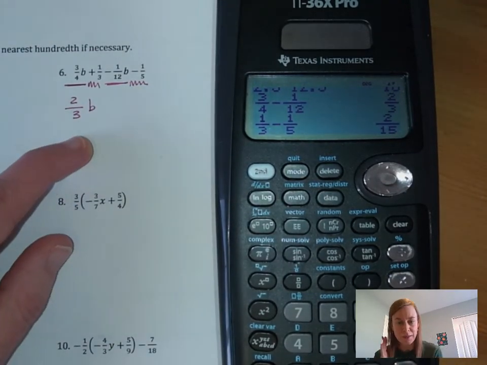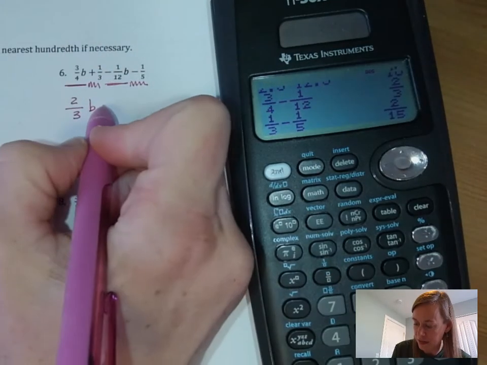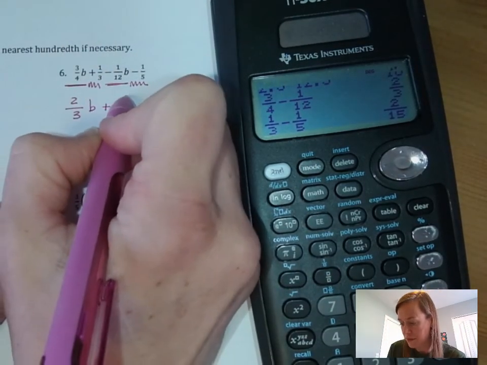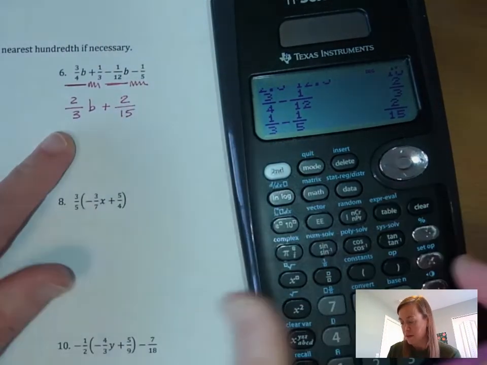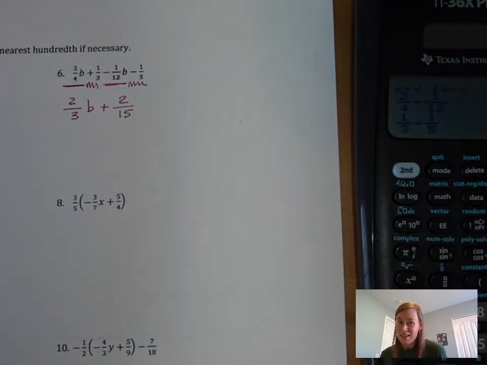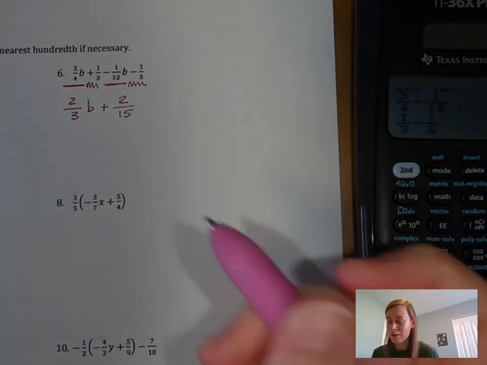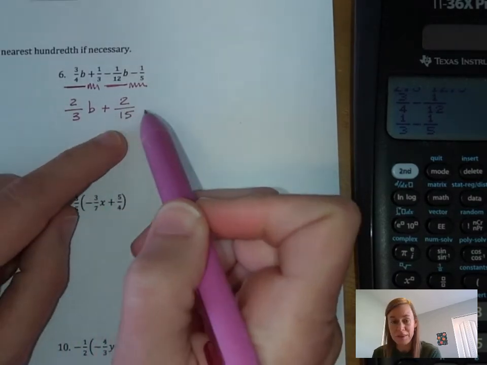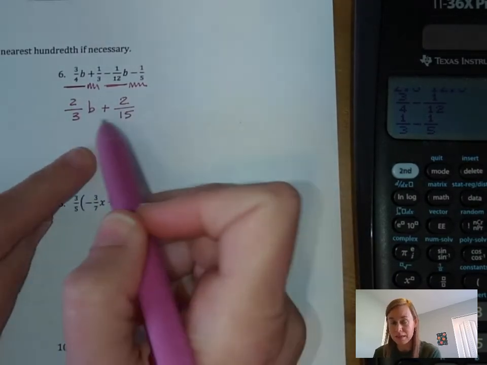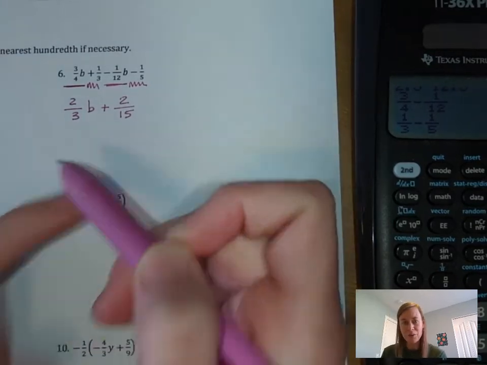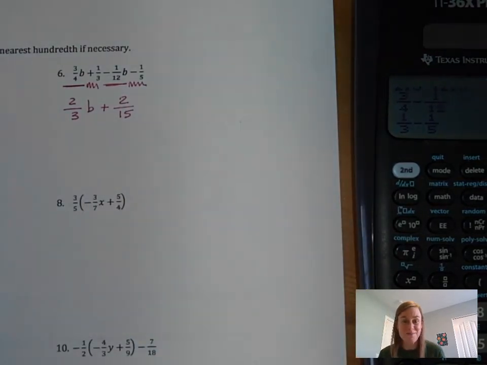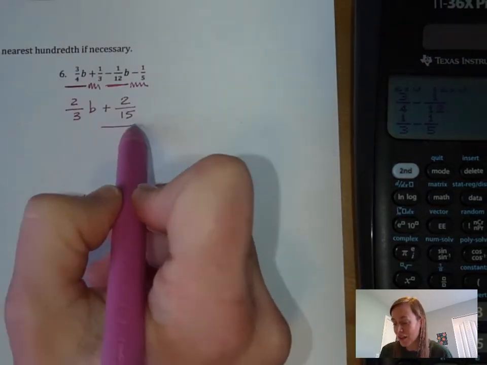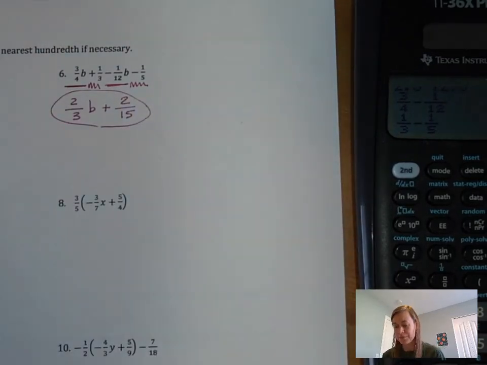It looks like it's a positive number, so I'm going to need to write a plus sign here, and then my 2/15. Now, again, it may not look like you're done. It may look like a problem that still needs solving, but you have one term with a b. You have one term without a letter at all, so they can't be combined. Is there an equal sign here where I can solve an equation? No, there isn't. That means you are done, and you get to move on to the next problem.